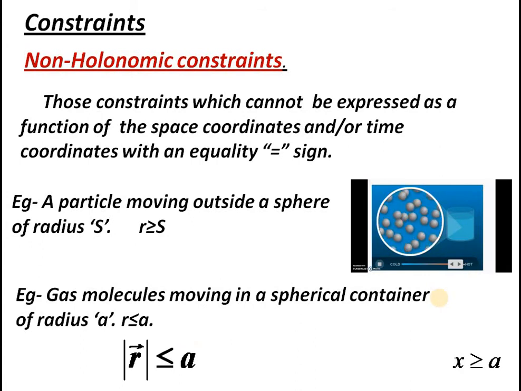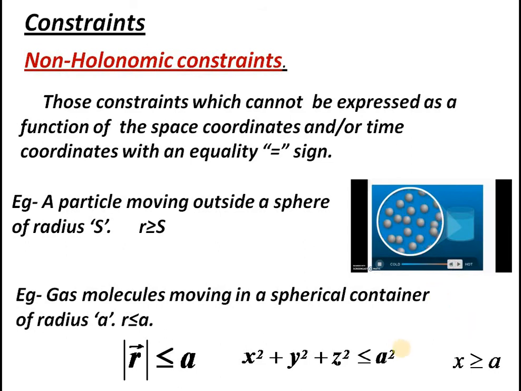You can take a particle outside the sphere, then you can say this particle's position R is always greater than or equal to the radius. That's also possible. Similarly, if the particle is outside the sphere, you can take it as R greater than or equal to a. At minimum it can come up to the surface of the sphere, or beyond it can go to any other value.